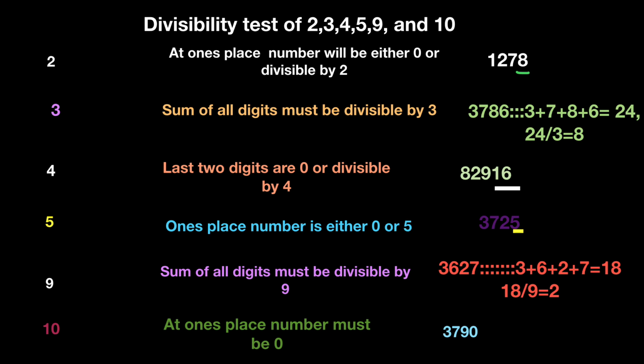In case of 9, the criterion is the same as that of 3. Take the sum of individual digits. If that sum is divisible by 9, the whole number is also divisible by 9. For example, 3627. Take the sum, we will get 18 and this 18 is divisible by 9. So, the whole number is also divisible by 9. And in case of 10, look at the ones place. If the ones place is 0, then the whole number is divisible by 10.